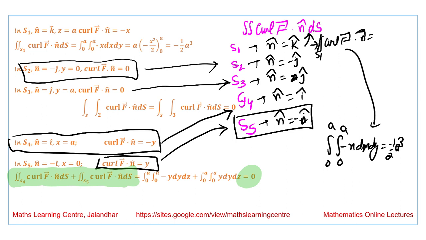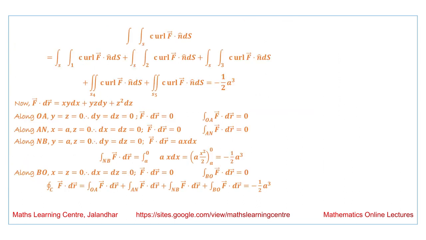So these are the values that we have. The sum of all these values gives us the value of the double integral of curl of F vector dot n cap dS. So the sum of all these values is minus 1 by 2 a cube.